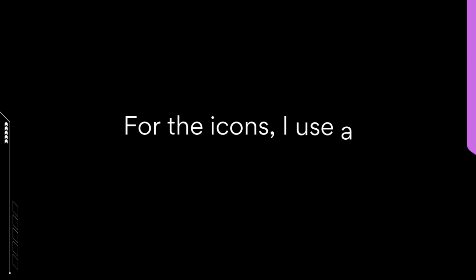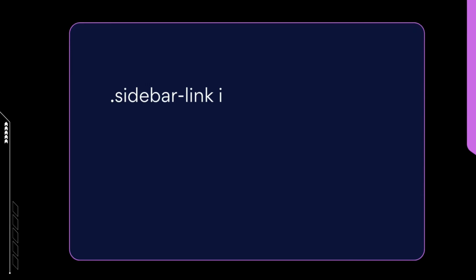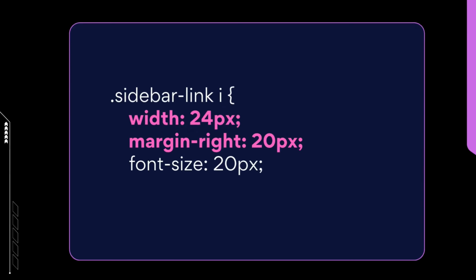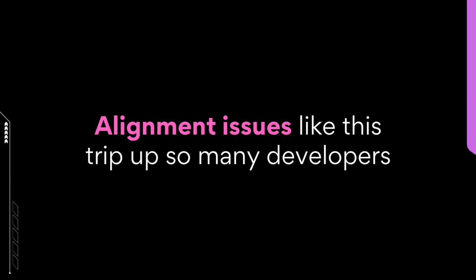For the icons, I use a fixed width system. The fixed width is crucial. Different icons have different natural widths, but by giving them all 24px width, they align perfectly in a column. The margin right creates space between icon and text. Alignment issues like this trip up so many developers.